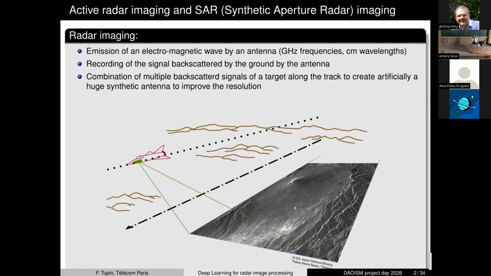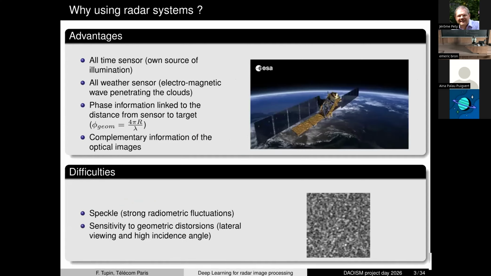In fact, if you just send the wave and you record the backscattered signal, you will have a very coarse resolution, about a few kilometers by a few kilometers for each pixel. So what we do is that we combine multiple backscattered signals for a given target on the ground. And this way of combining these signals is called synthetic aperture imaging. And by doing this, we will have a much better resolution, a few meters per pixel on the ground.